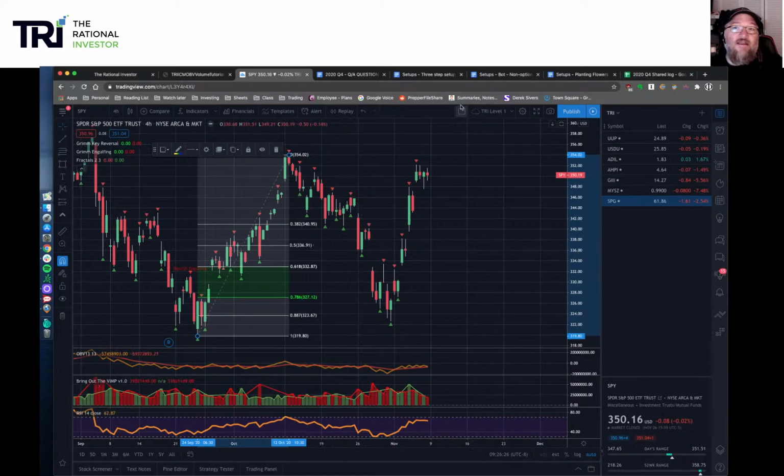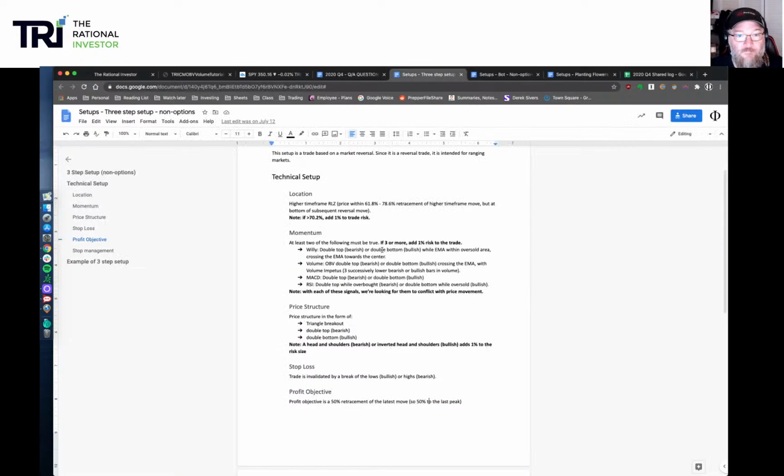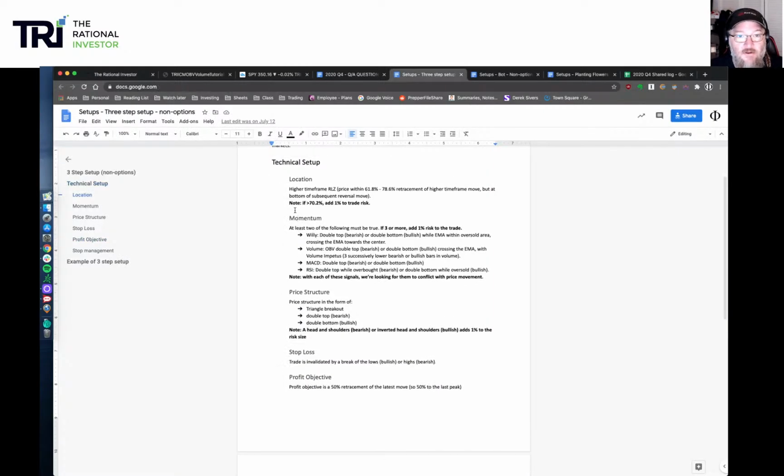And they're defined in my setups themselves, right? So I make note in here that if it's beyond this, then I add a percentage of risk to my trade. And I think it's important that if you're going to use this method, you need to define them in your setup, right? If three or more, add a percentage of risk to the trade. A head and shoulders or an inverted head and shoulders adds a percentage of risk to my risk size.